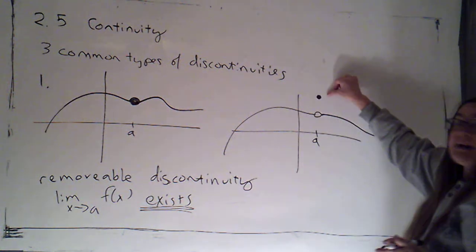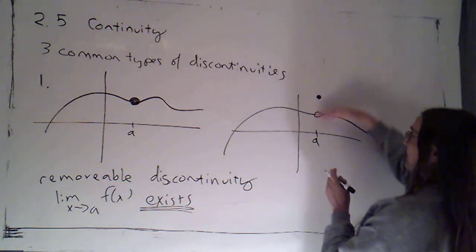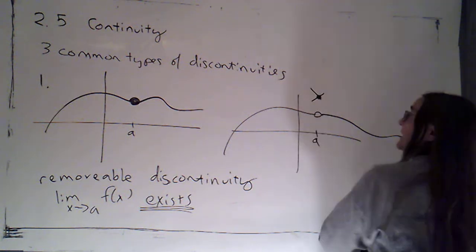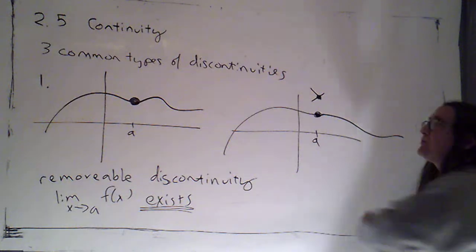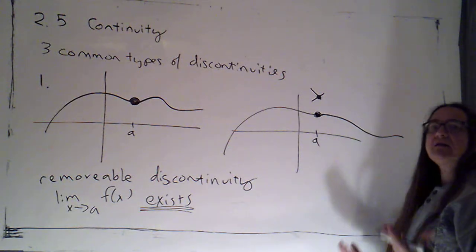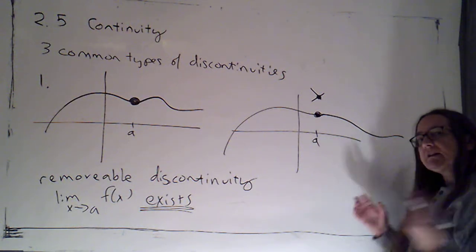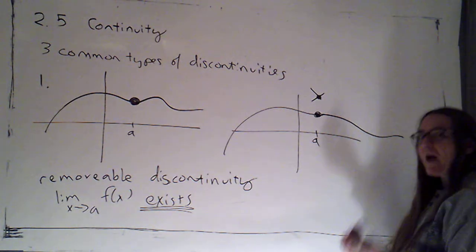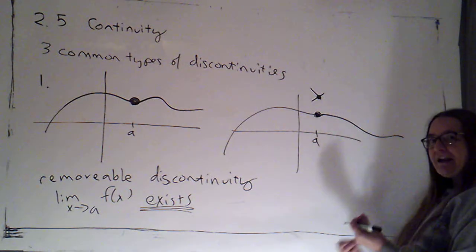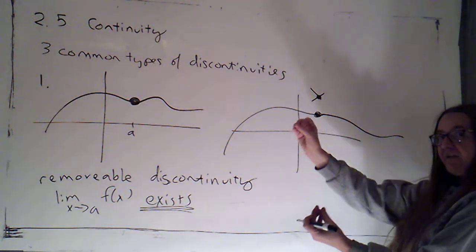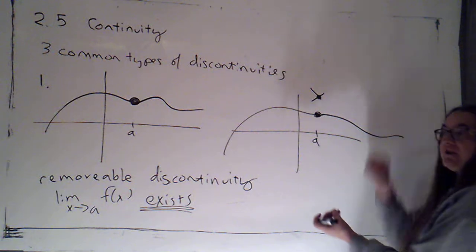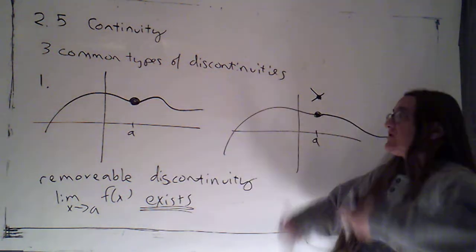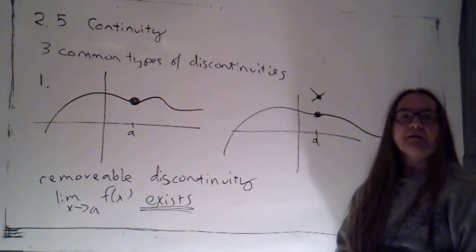Here, f of A is defined, but it's this y value that's a little bit higher up than I expect. If I were to redefine it, to move that y value down to fill in the hole, I removed the discontinuity. So if the limit exists, the weirdness is just what happens right at A. Either there's a hole and the function isn't defined at all, or there's a hole and the function is defined somewhere else, but I could remove that discontinuity if I just redefined the function to fill in the hole.